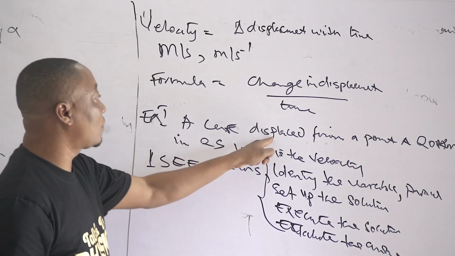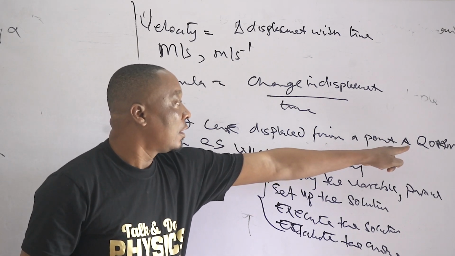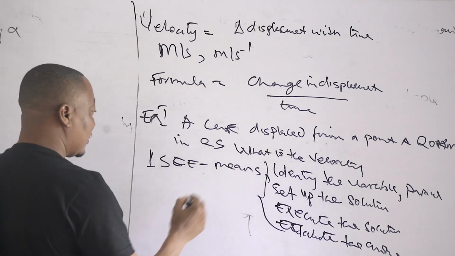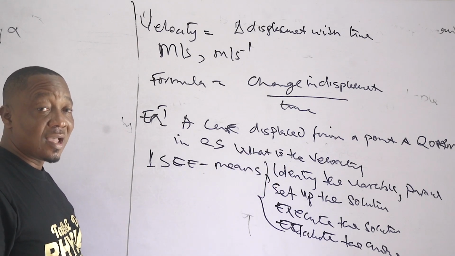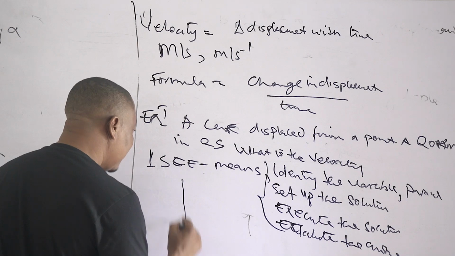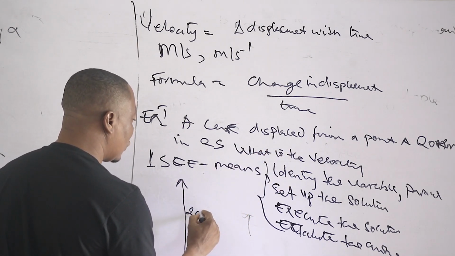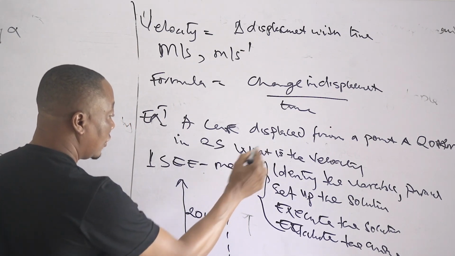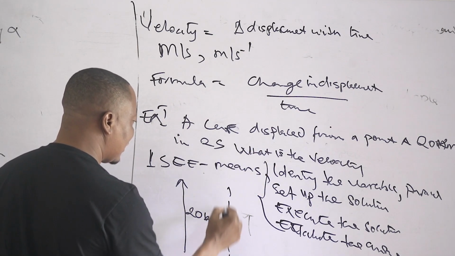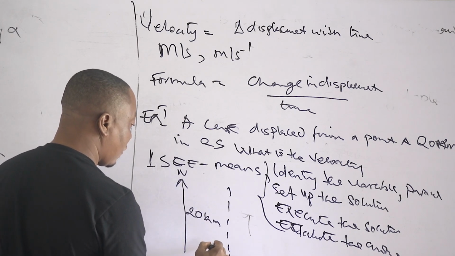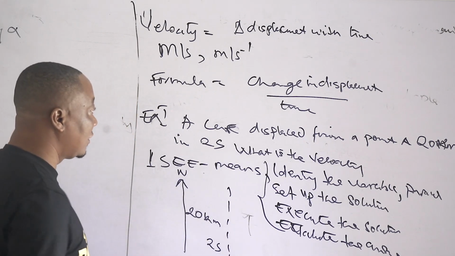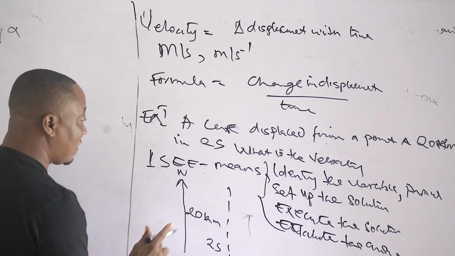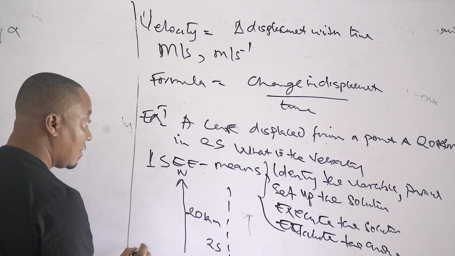It said a car is displaced from a point A 20 kilometers due north in 2 seconds. What is the velocity? First and foremost, velocity has to do with direction and displacement. So you are going to write here, this is 20 kilometers, that's the illustration, and you have 2 seconds. This is the displacement, this is the north, in 2 seconds. So what is the velocity? We have been able to identify the variables.